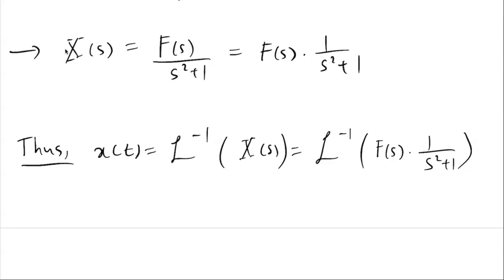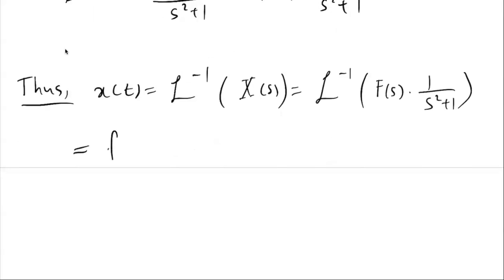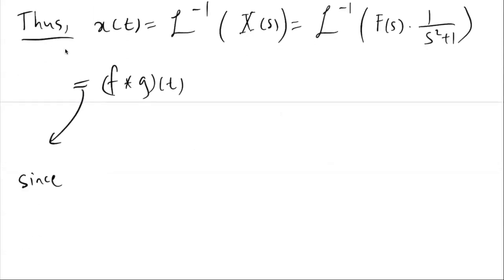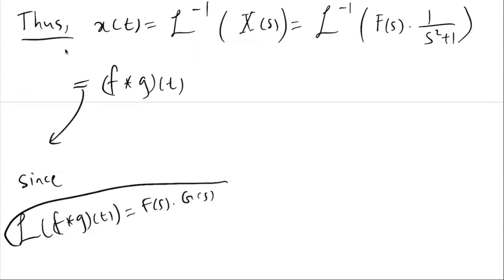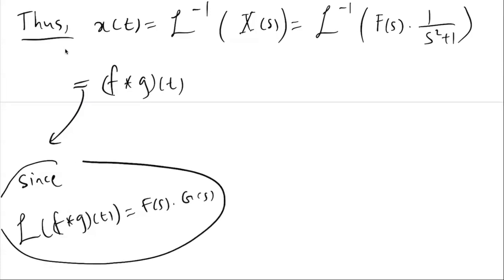I know that according to the theorem, this can be written as f star g of t. So this is f star g of t, by the theorem above, since the Laplace transform of f star g of t is equal to capital F of s times capital G of s. So I can write this one as f star g of t.